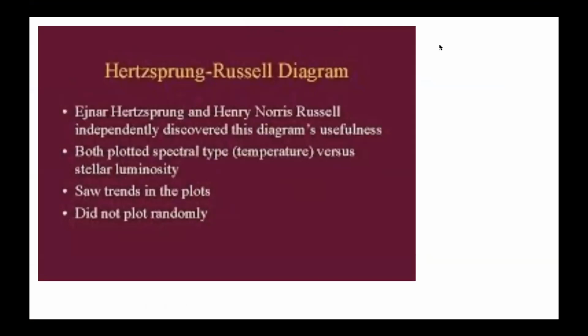Ejnar Hertzsprung and Henry Norris Russell independently developed this diagram, but they both did the same thing. They plotted spectral type, or temperature, versus stellar luminosity, and they saw trends in the plots. It was not random.